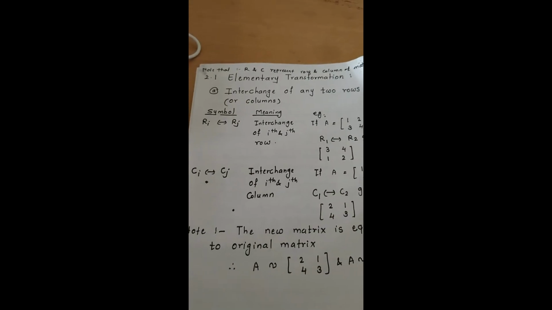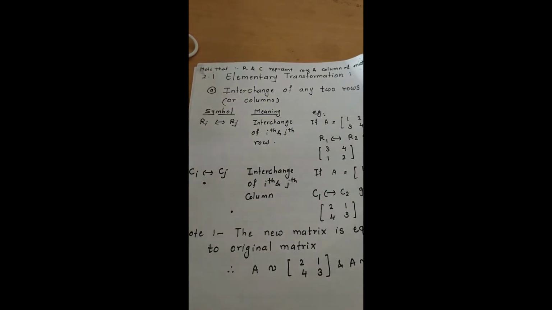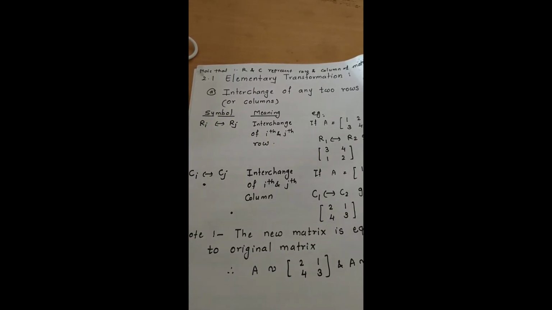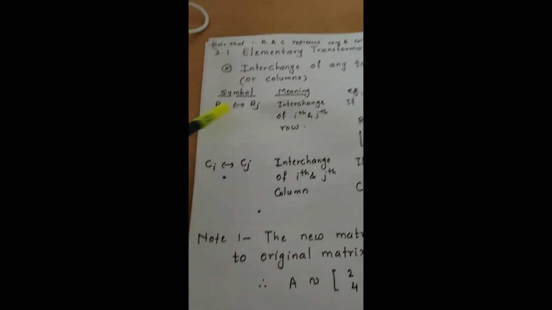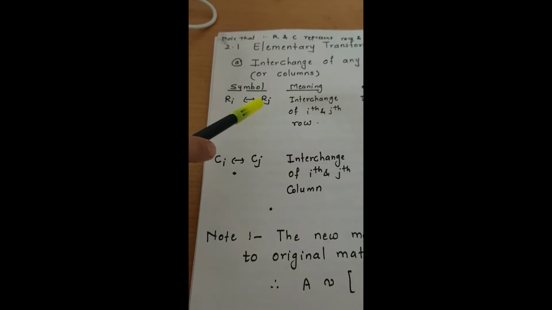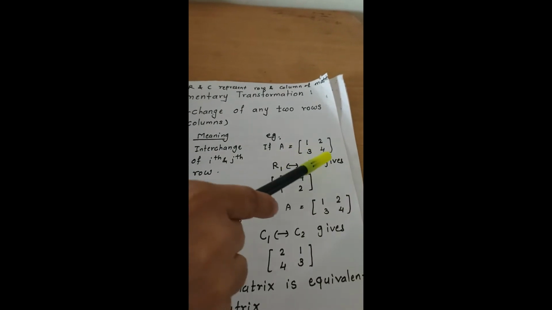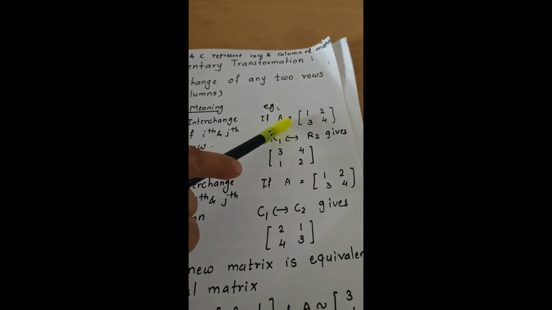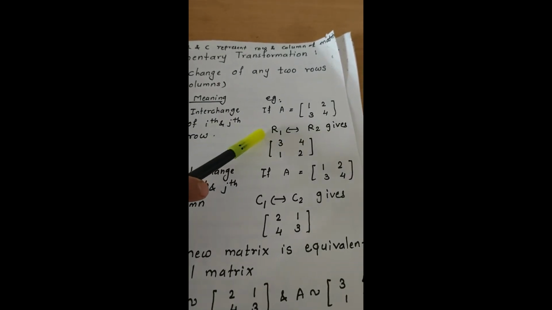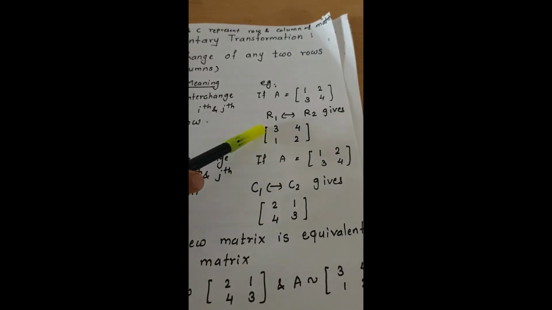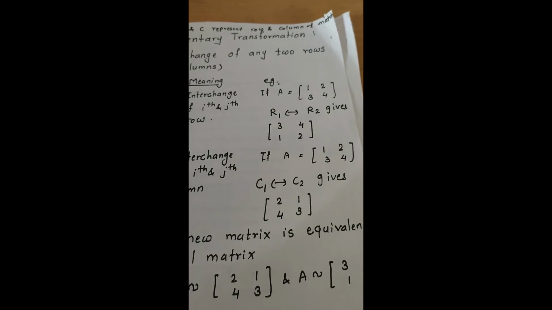If we have to interchange the ith row and jth row of the given matrix, then we can write it symbolically in this way: interchange of ith row and jth row. For example, if A is equal to the matrix of elements 1, 2, 3, 4, and by applying the transformation, interchange of R1 and R2, it gives a new matrix 3, 4, 1, 2. This is a new matrix.